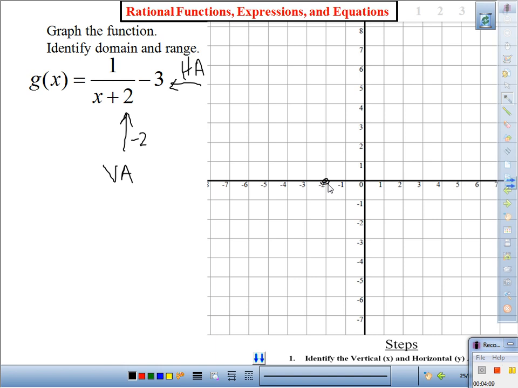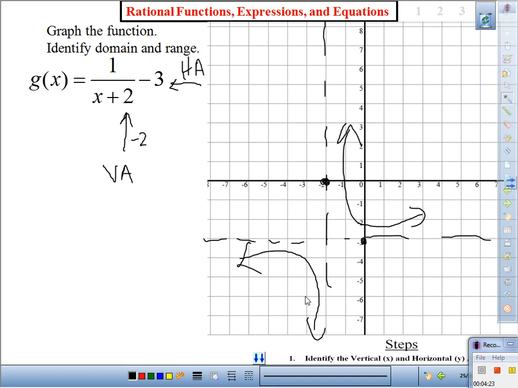Negative 2 on the x is right here, a vertical line there. Negative 3 on the y is down here. And here's my graph. Piece of cake. Now, some of you are still wondering how Mr. Q does it to just graph it like that.